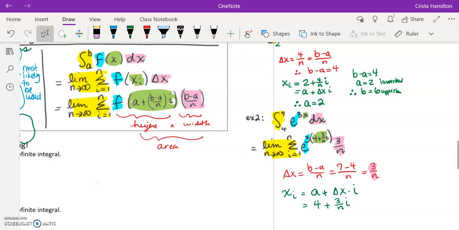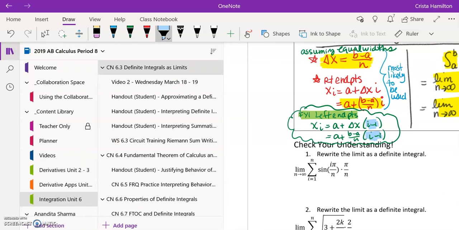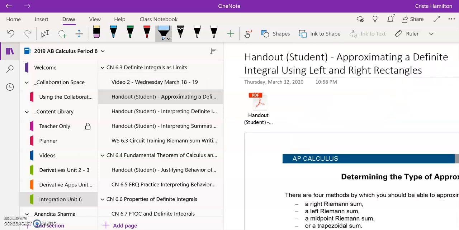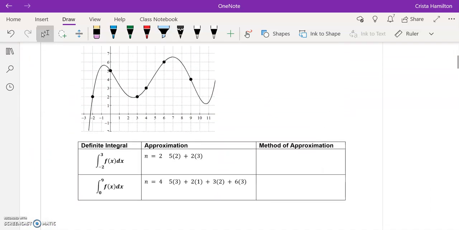All right, for homework for this section, and actually for the rest of this week, let me just show you what you're going to do. You're going to do your check your understanding for the set of class notes and watch the video for the homework discussion for that. The other thing you're going to do is notice that in the different handouts I have below here, I have several things from the College Board for you to practice. One is determining the type of approximation. So you're practicing on taking a look at definite integrals and their Riemann sum approximations, and then figuring out whether it was a left or a right or a midpoint.